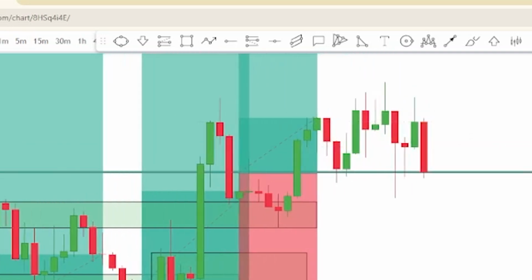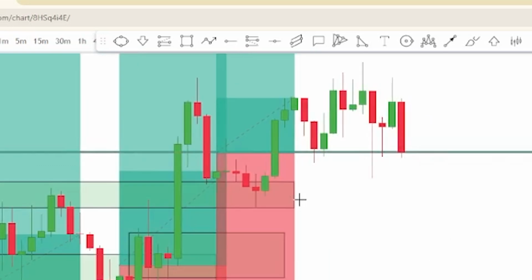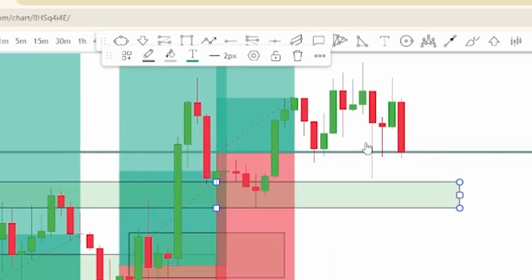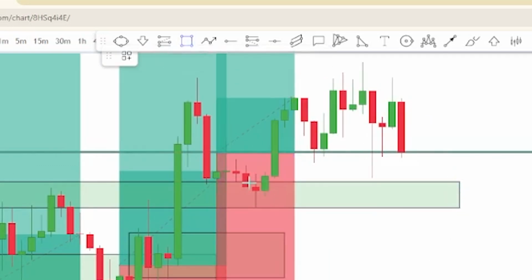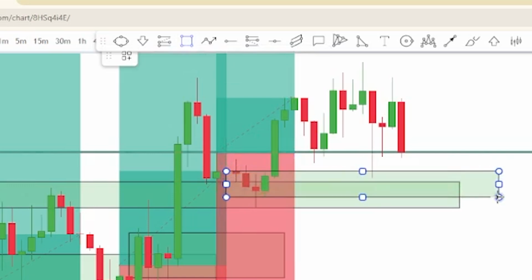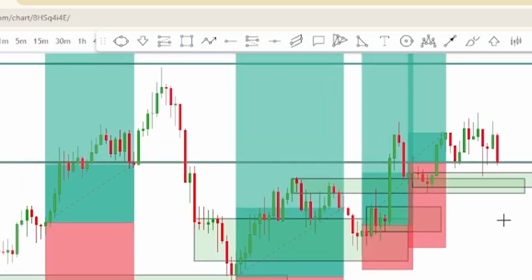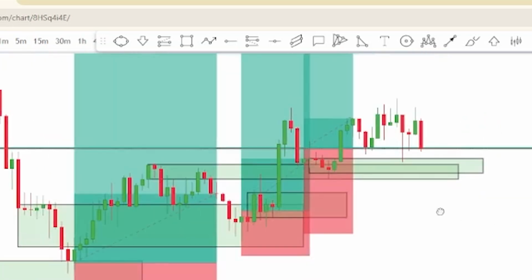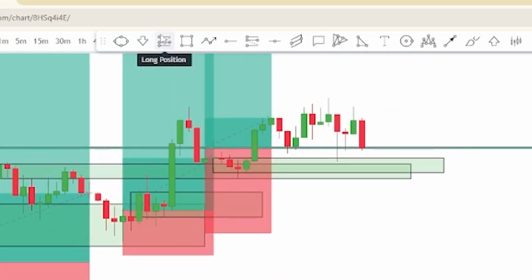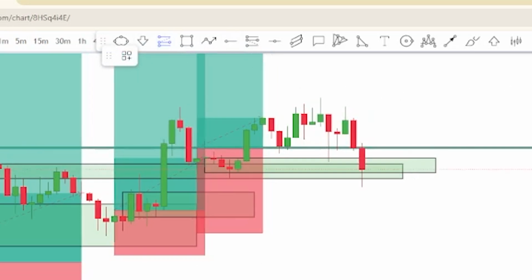Okay, so this is where we entered from before. We created this small demand area. Can we take a buy from there? If we take a buy from this area, the stop loss will be the same. Okay, before we do that, let's see if we can get confirmation from a bullish candle. So the market keeps pushing down.